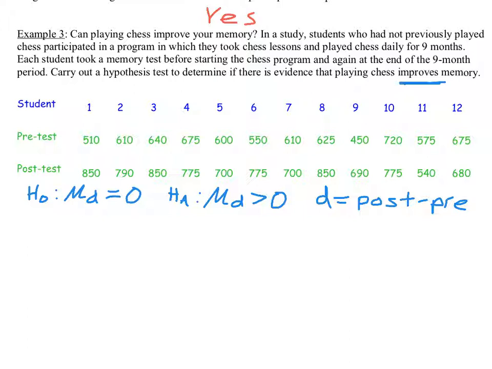Okay, after the hypotheses, and after we indicate which way we did the subtraction, we have to check the conditions. So the first condition is random or representative. They don't mention anything about that, so we will assume.